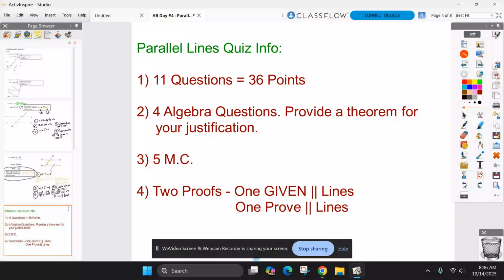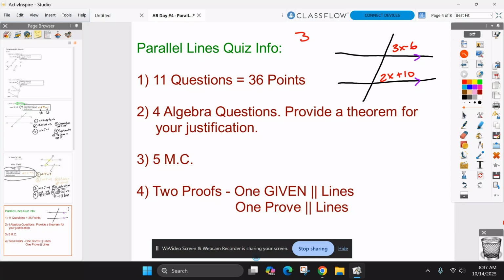Congruence. There are going to be 4 algebra questions. Real quickly, what do I mean by algebra questions? I may give you a diagram that looks like this. I'll tell you the lines are parallel. I'll say this is 3x minus 6. This is 2x, I don't know, plus 10. Find x, find this angle, find that angle, find the angle next to it, right? Something like that, where you have to realize that those are corresponding.